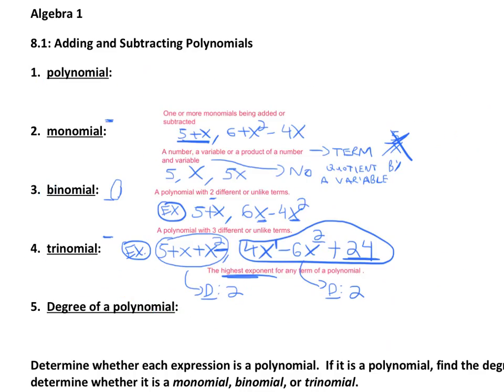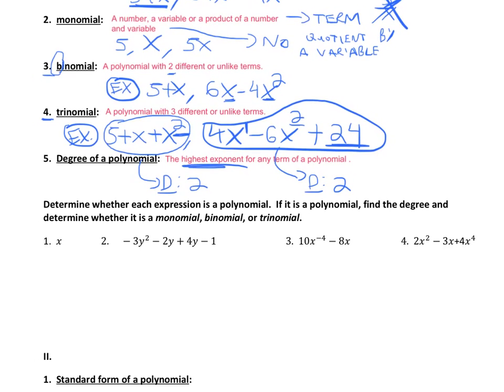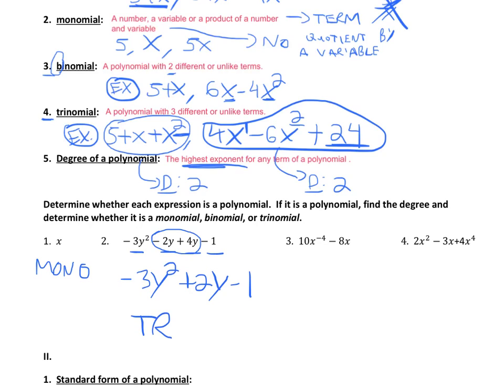Alright, now if I just look at the examples below it, these are real quick. So let's squeeze these all on here. This is real simple. We just classify the certain types of polynomials. Now, number 1, there's only one term, so I'm just going to say that's a monomial. So I'll just put mono. Number 2, we have 1, 2, 3, 4 terms, but look, we actually can combine these. These are not unlike terms. You could combine negative 2y plus 4y is 2y, and now these are like terms. So now there's 3 unlike terms, so this is a trinomial.